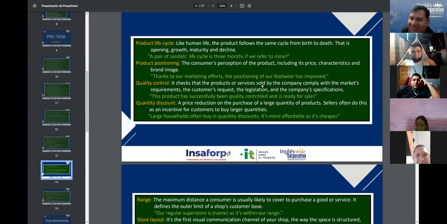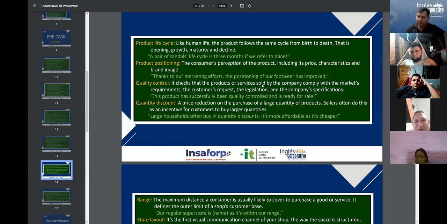Product positioning. The customer perception of the product, including its price, characteristics, and brand image. Thanks to our marketing effort, the positioning of our flywheel has improved.